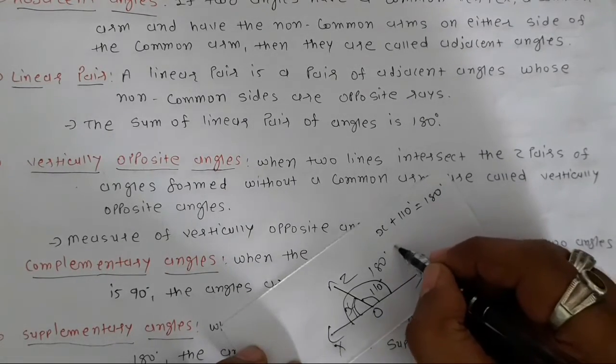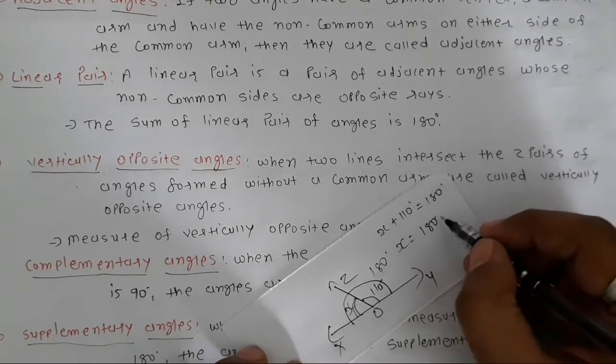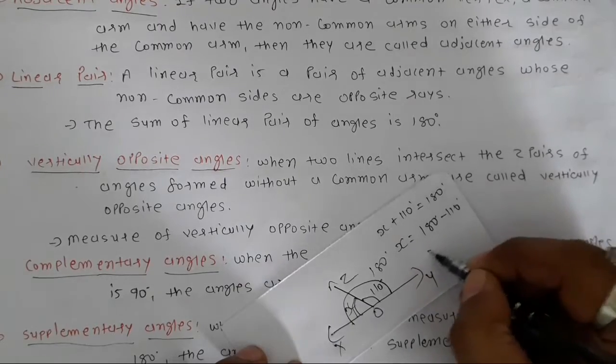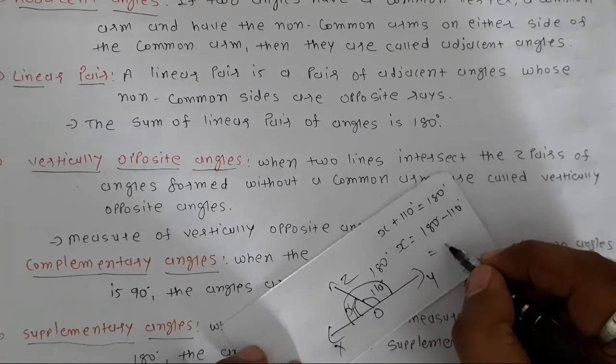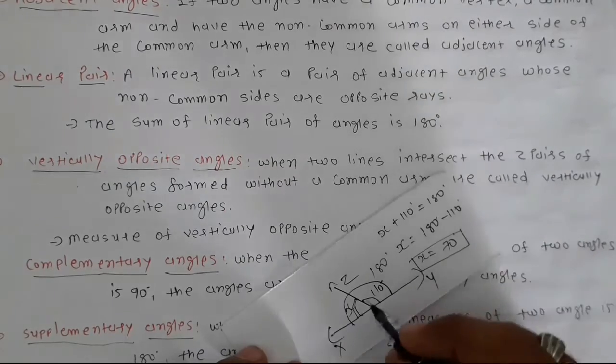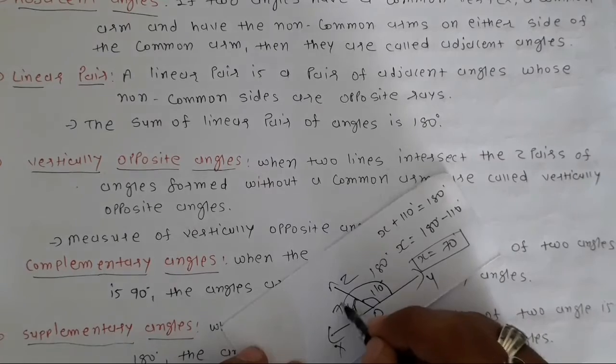So for that, what will I do? X is equal to 180. If I change the side of 110, it will become negative. Now 180 minus 110 becomes 70 degrees. So X is equal to 70 degrees is the solution for this one. So the value of this angle is 70 degrees.